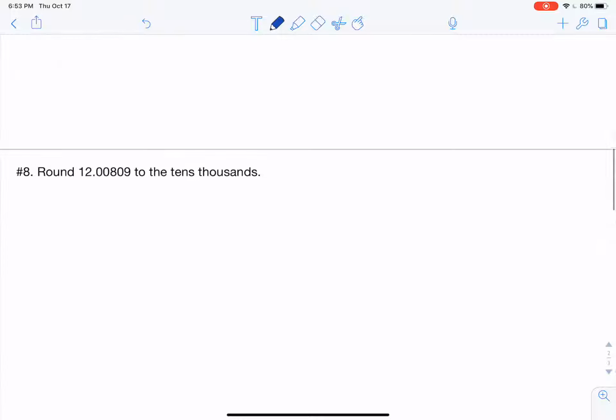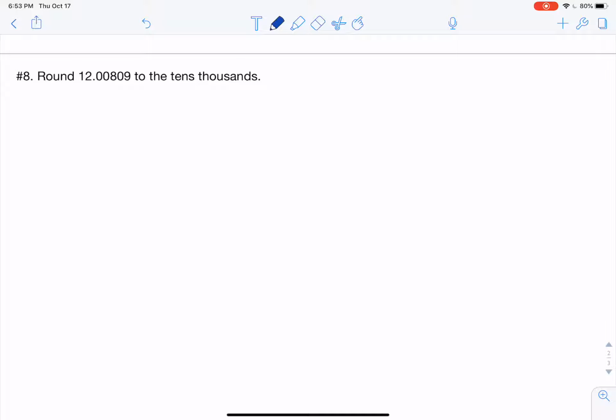Okay, so this one to the 10,000ths. So this is the tenths, this is the hundredths, this is the thousandths, and this is the 10,000ths. So this is the one I'm going to be rounding to. And I circle the one to the right. It's 5 or greater, so that means I'm going to add 1 here. So this becomes 12.0081. And that would be my answer to this.